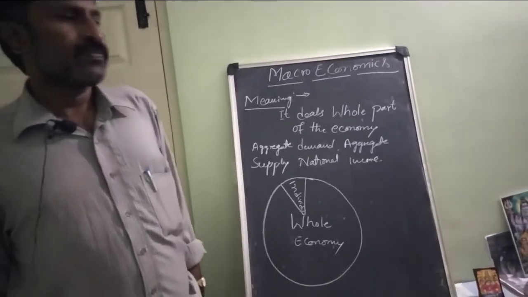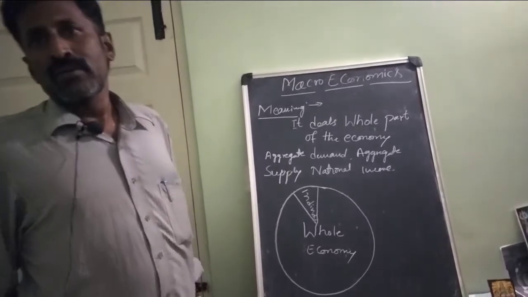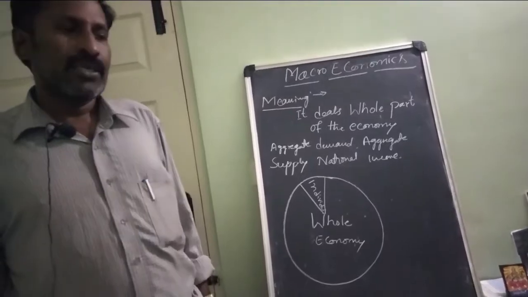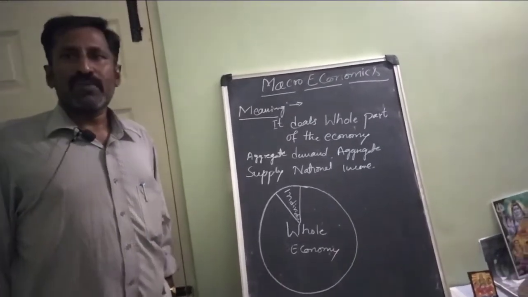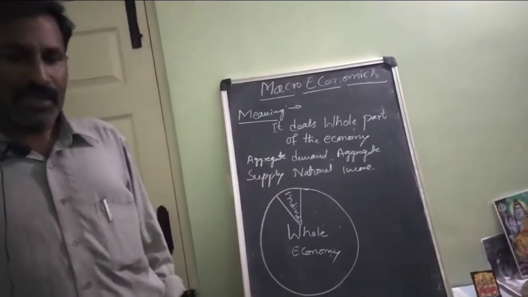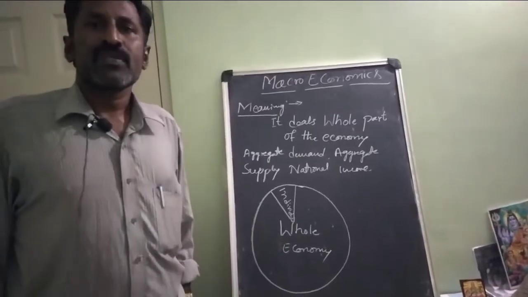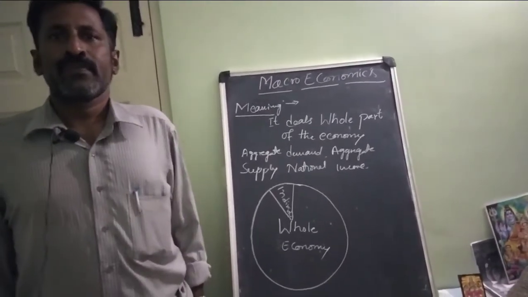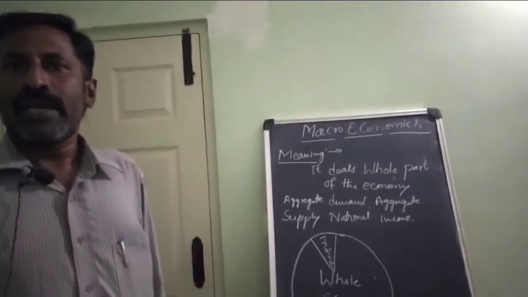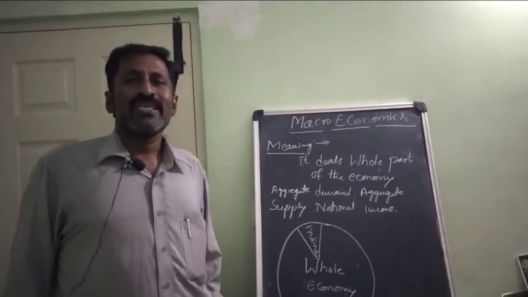So why do consumers or students study macroeconomics? Because microeconomics studies only individual parts of the economy, individually. For example, an individual consumer: how does the individual consumer purchase a quantity of a commodity, and how does he get the maximum level of satisfaction by consuming individually?